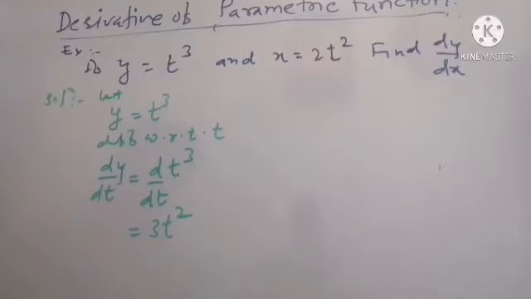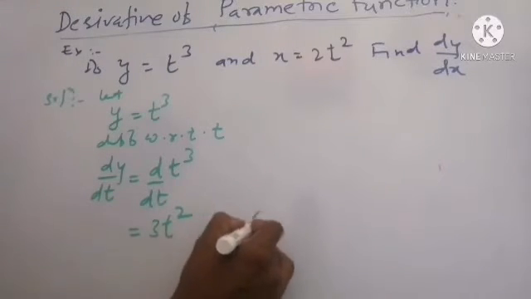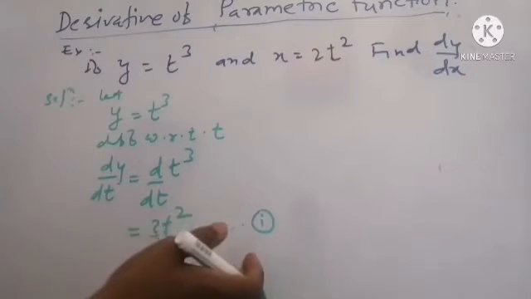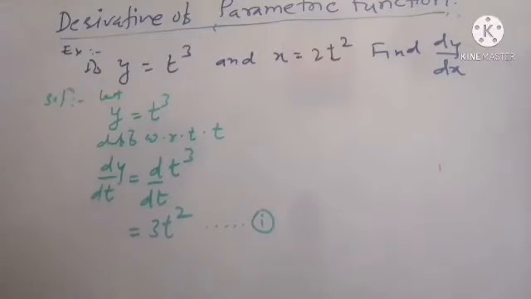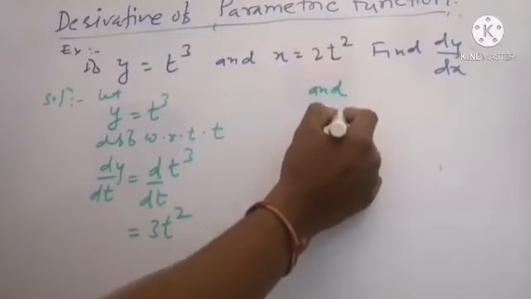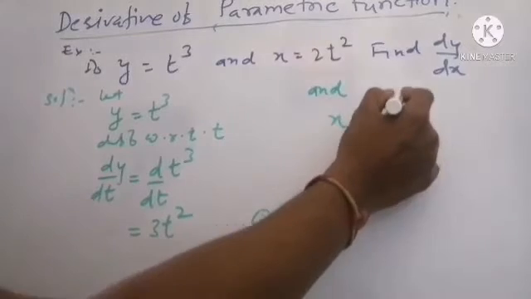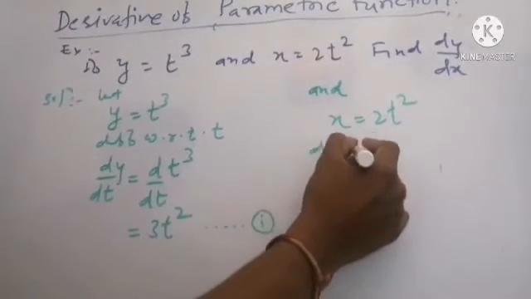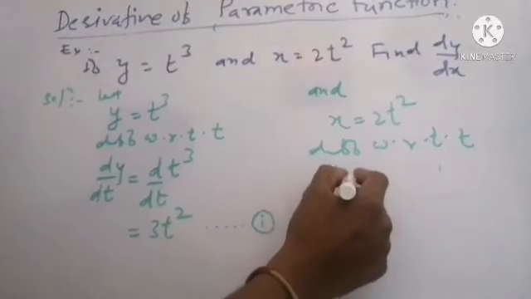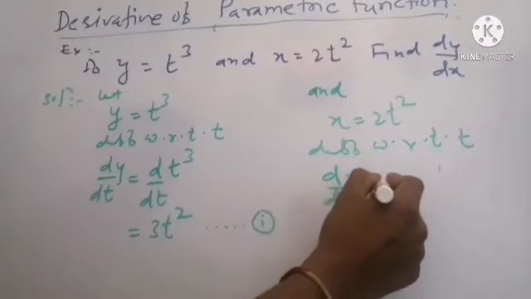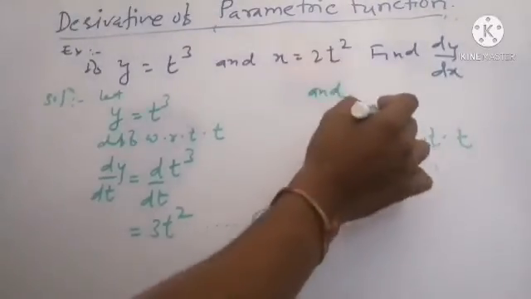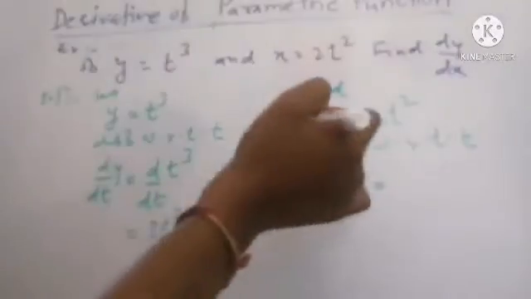As the power decreases by 1, this gives the derivative of y with respect to t. And the second term is x is equal to 2t square. Again here we can differentiate with respect to the independent variable t. On the left hand side we get dx by dt, and on the right hand side 2 into t square. There is a product, but 2 is a constant which is in the product.